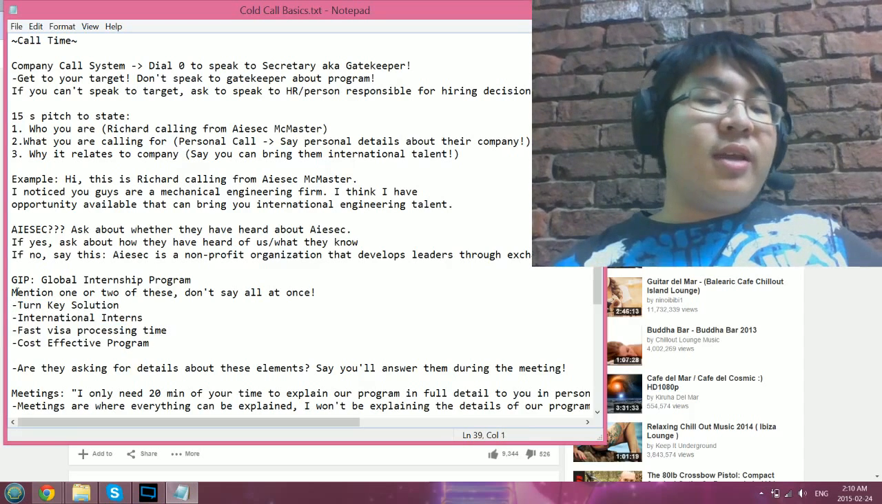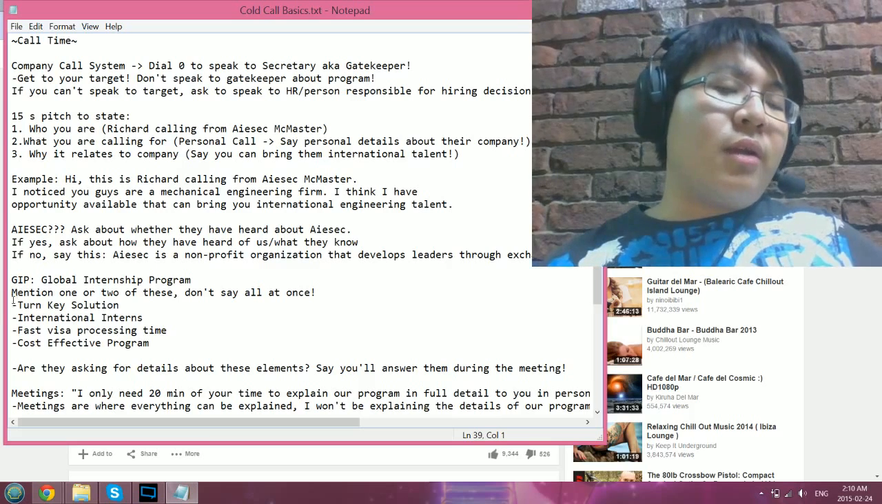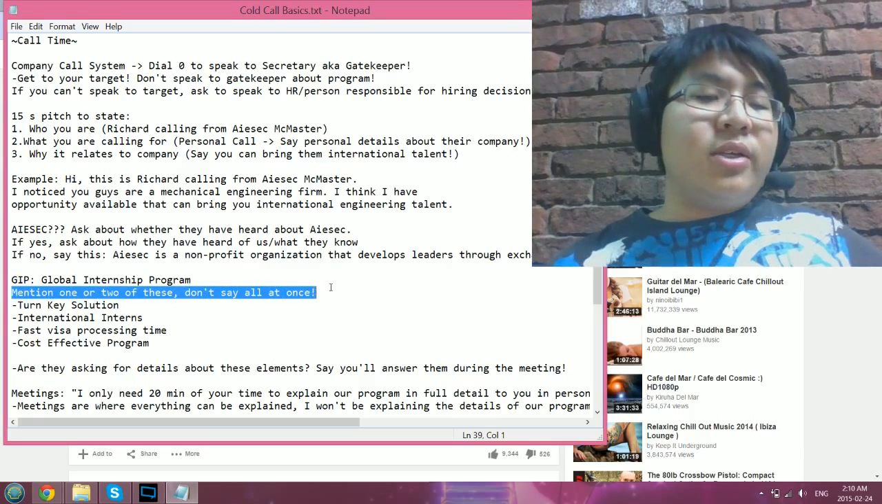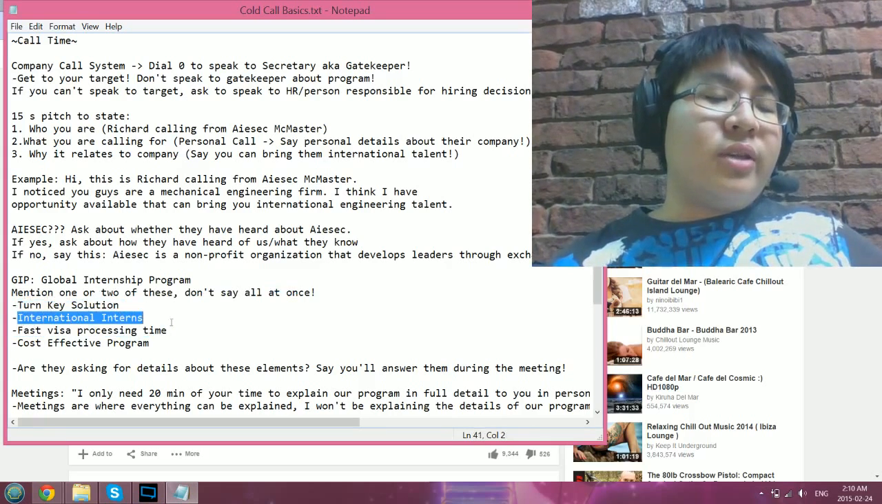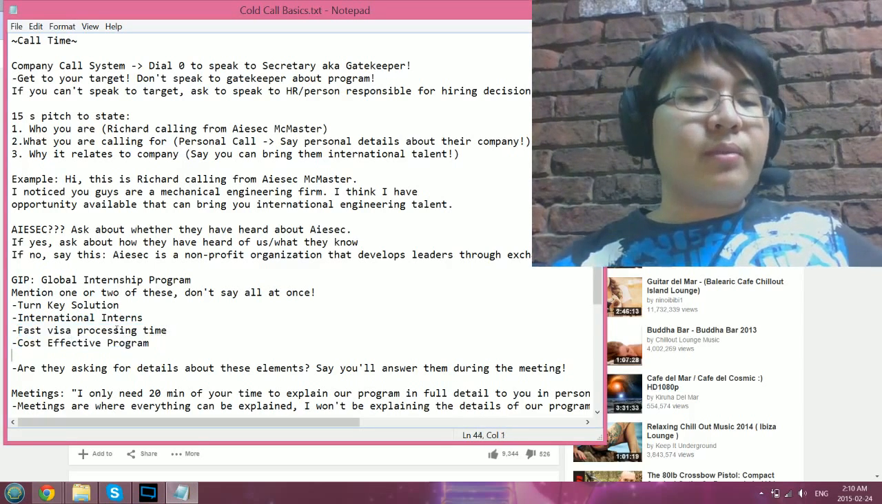But also I want to mention that you don't want to explain all 4 of these things at once. You want to go slowly, like 1 or 2 at a time, and try to get their interest at each point. So let's just go through these briefly. The 4 main aspects are: we provide a turnkey solution, we offer international interns, we have a fast visa processing time, and we're a cost-effective program.